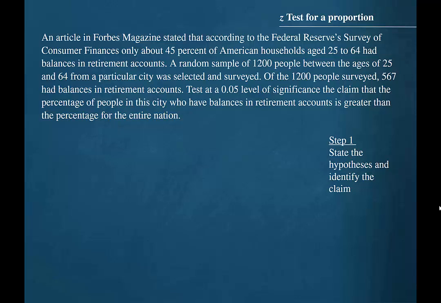Step 1 is to state the hypotheses and identify the claim. The claim is that the percentage of people in this city who have balances in retirement accounts is greater than the percentage for the entire nation. So this will be a one-tailed test to the right. Remember that the null hypothesis always contains the equal sign. So the claim in this case is in the alternative hypothesis. Since this is a one-tailed test to the right, the alternative hypothesis will be that the proportion is greater than 0.45.